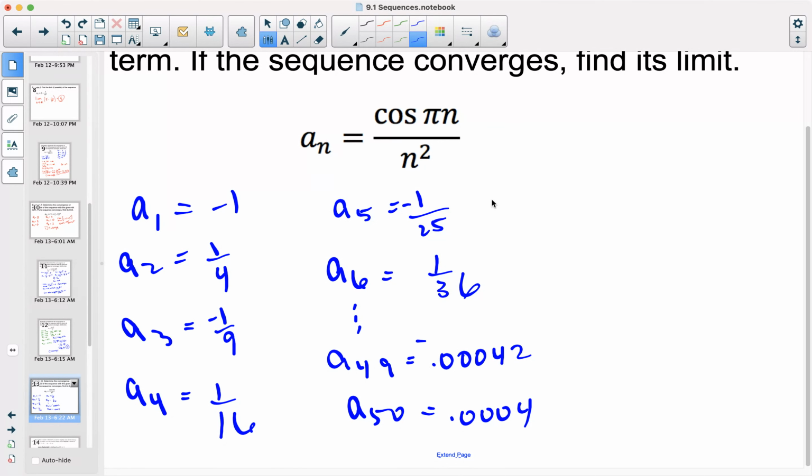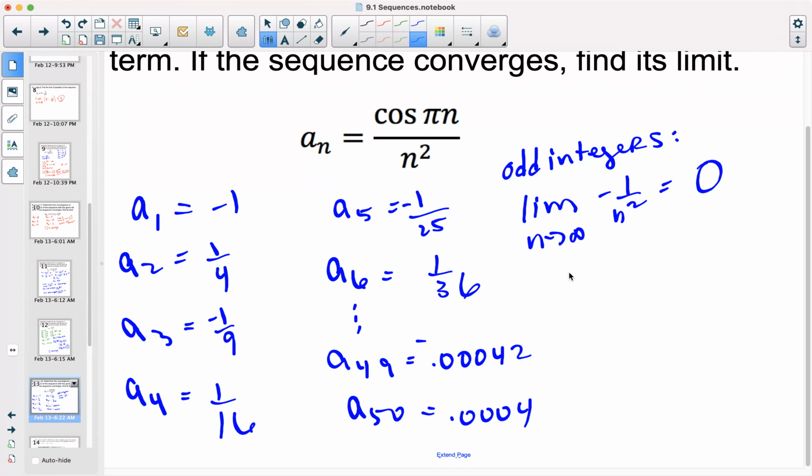I think the limit's going to be 0 again, based on what I'm looking at here. But different things are happening whether the integer is odd or even. So let's talk about this. When we're talking about odd integers, take the limit as n approaches infinity. Anytime you get an odd integer, you have -1 in the top over n squared. It's -1 over n squared. Well, that limit is 0.